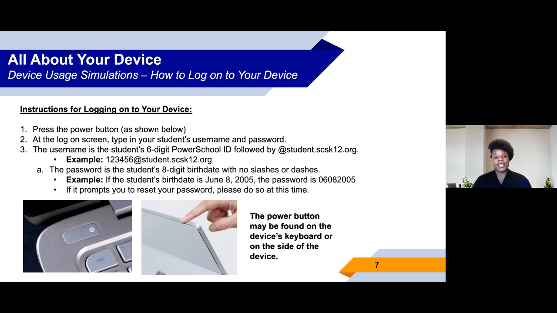After turning on the device, you will be prompted to log in. To log in, you will need to type in the student's name and password. Each student's username is going to be their 6-digit PowerSchool ID followed by @student.scs.k12.org. So for example, if a student's PowerSchool ID is 123456, their username will be 123456@student.scs.k12.org.